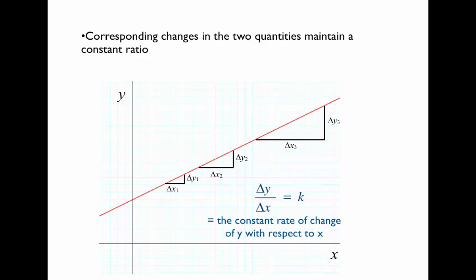So what about slope? What was your formula for slope in the past? How did you calculate slope before?